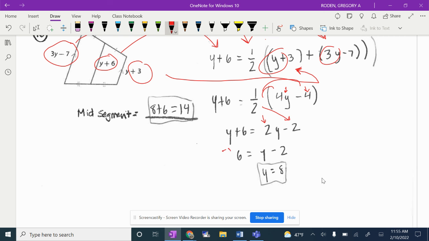Let's see here, I subtract a y from both sides, and I get 6 equals y minus 2, and then I add a 2 to both sides, and I get x equals 8.